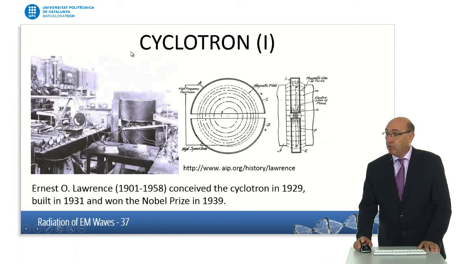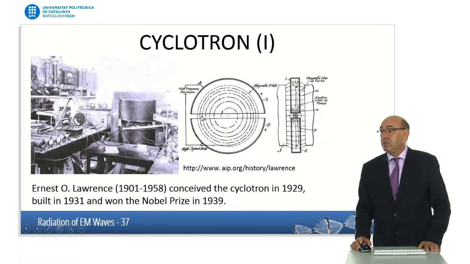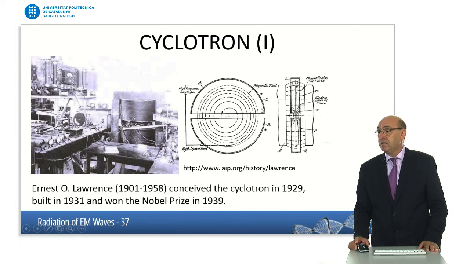Here you have the two magnets that will produce the magnetic field. And in between the magnets, we have here a sandwich of two metallic plates. They are called Ds because they look like a D. They have the shape of the D. But this is like two parallel plates and an outer cylinder here. And the electrons, the charges, the ions are moving inside in orbits.